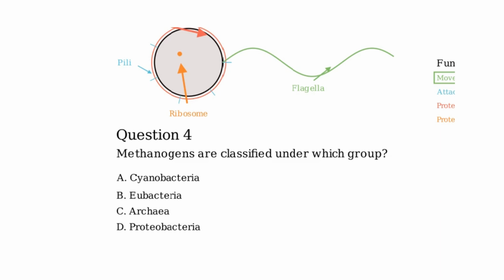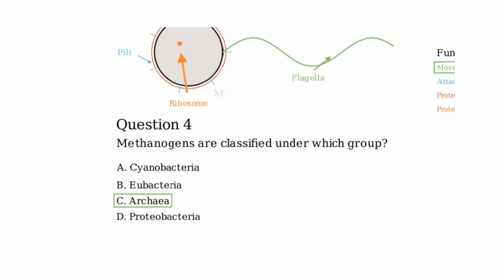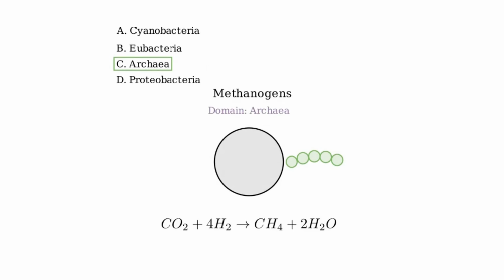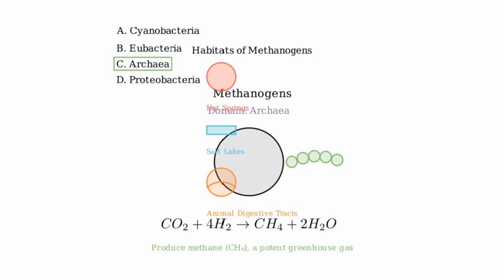A. Cyanobacteria. B. Eubacteria. C. Archaea. Or D. Proteobacteria. The correct answer is C. Archaea. Methanogens are a group of microorganisms that produce methane as a metabolic byproduct in anaerobic conditions. They are classified under the domain Archaea, not bacteria. These organisms are particularly interesting because they can survive in extreme environments like very hot springs, extremely salty lakes, or in the digestive tracts of animals, including humans and ruminants like cows. In fact, methanogens play a significant role in producing greenhouse gases through their metabolic activities in various ecosystems.